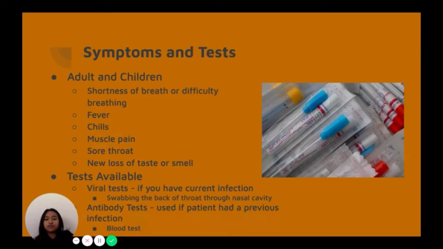So the symptoms of COVID are similar to ones of a cold, such as muscle pain, sore throat, and difficulty breathing. These symptoms are visible on both children and adults. The tests that are currently available are viral and antibody tests. The viral tests are used to see if you have a current infection, but the antibody tests are used to see if you had a previous infection and built up antibodies against it. The viral tests are performed with the swabbing of the back of the throat, and antibody tests are made from blood tests.